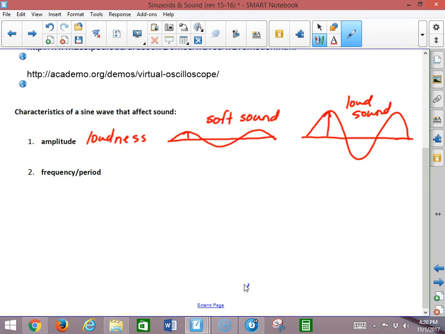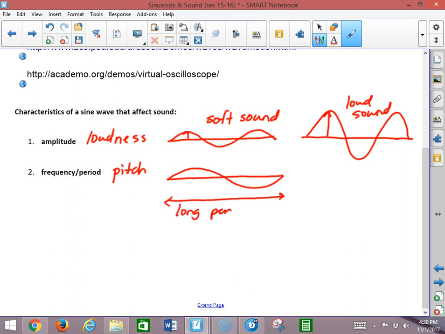Now let's talk about high pitch versus low pitch. So pitch is like high pitch, low pitch. That's what pitch means. So a low pitch has a very long period. It's a long period, which means it has a low frequency. Long period, low frequency. And that's because period and frequency are reciprocals of each other.